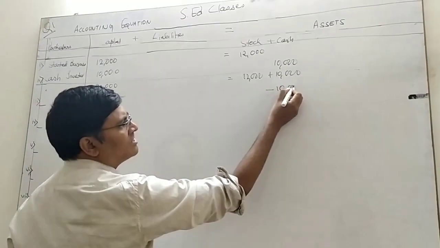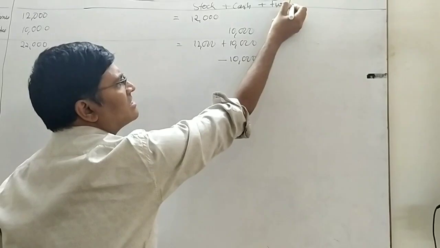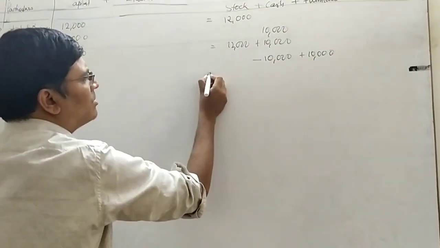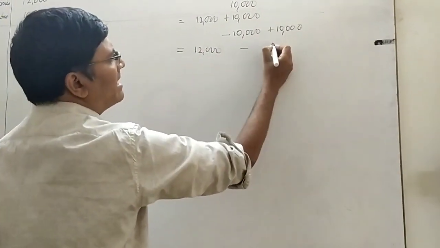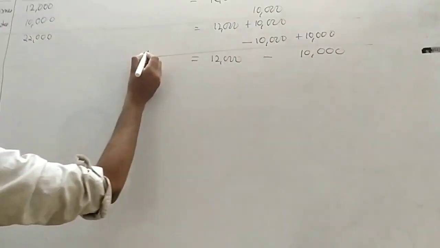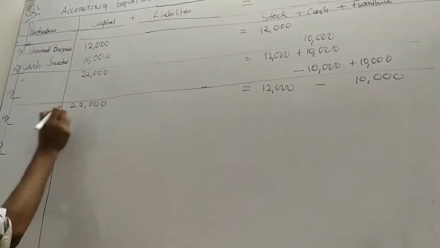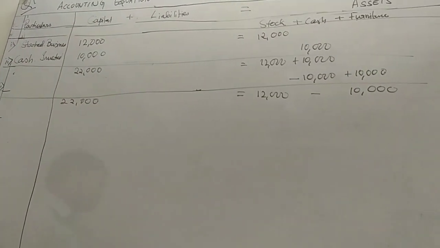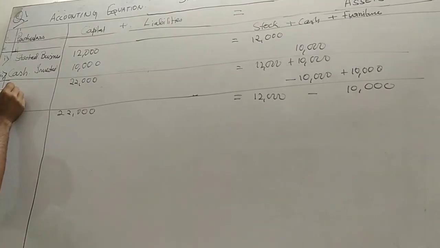Purchased furniture of 10,000. See, cash reduced and one asset increased, that is furniture has increased in the business by 10,000. Our accounting equation remains the same. 12,000 over here, nothing over here, and 10,000 furniture. So our accounting equation is saying 22,000 on that side and 22,000 on this side. Accounting equation same. Number 4, it is saying he sold goods for 5,000. Cost price of the goods was 6,000. So he sold goods.